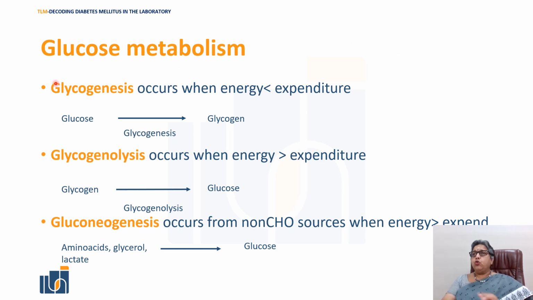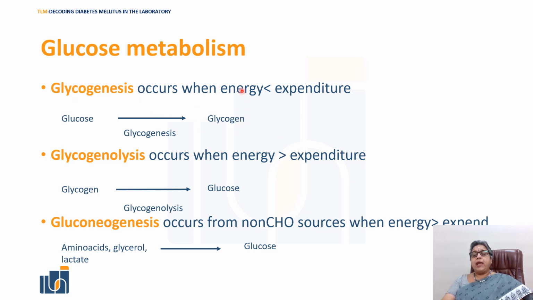When we talk of glucose metabolism, we don't have to learn the Embden-Meyerhof pathway, we don't have to learn the Krebs cycle, we don't want to get into those. But there are three terms that one needs to know. One is called glycogenesis. That means there is a production here. So glucose is getting converted to glycogen. So there is a genesis of glycogen.